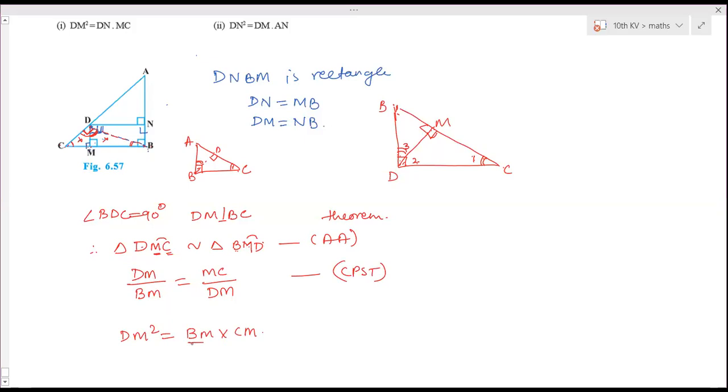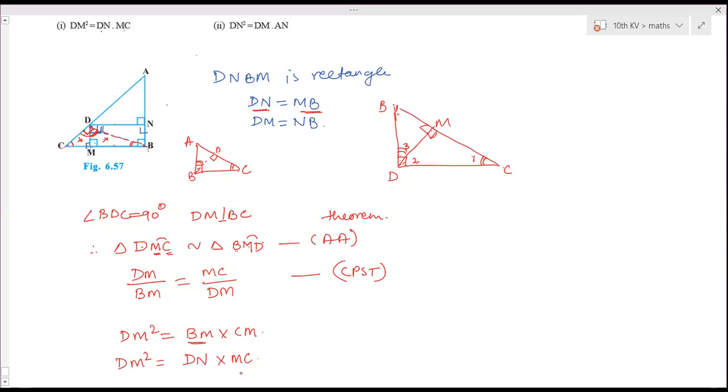Now we got BM, but what they're asking to prove is DM square is equal to DN into MC. CM we already have. We don't need BM, we need DN. Can we replace? In place of BM, we have shown BM and its opposite side DN are equal. So DM square is equal to DN into MC. CM can be written as MC. Clear? Everyone able to understand?